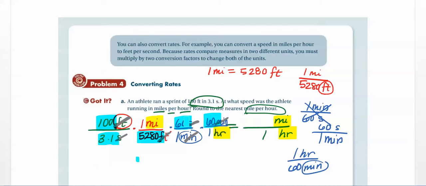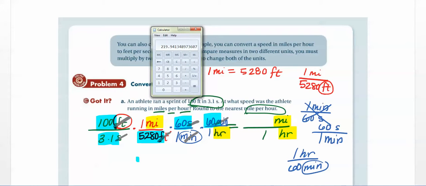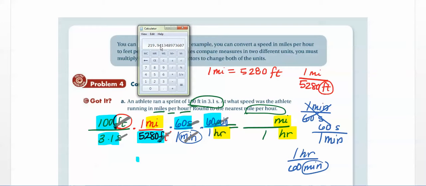And something's not right. Doesn't that seem a little fast? Let's use our reasoning skills to recheck my calculations here because something doesn't feel right. We're talking about an athlete running. Okay? Do you really think he can go 219 miles per hour? So I'm going to clear this and I'm going to try again.